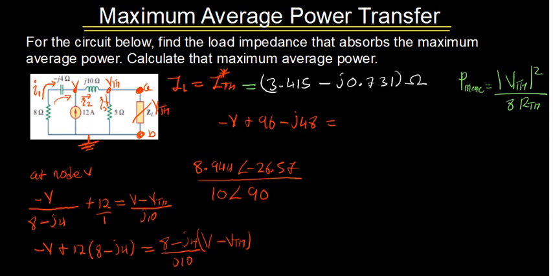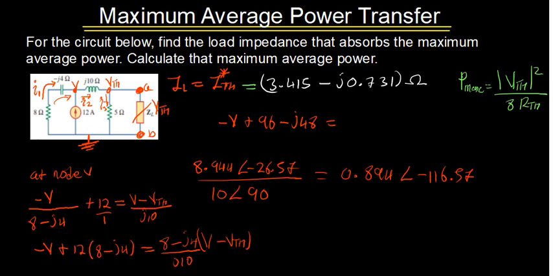So here I'm going to say it's 8.944 divided by 10, giving us 0.894. Then the angle here, you're going to say minus 26.57 minus 90, which is simply minus 116.57. Okay, so the best thing to do right now, again, is to convert that back to rectangular from polar.